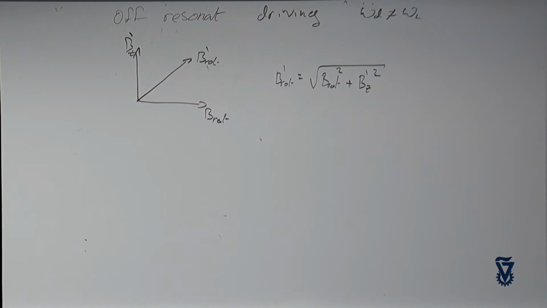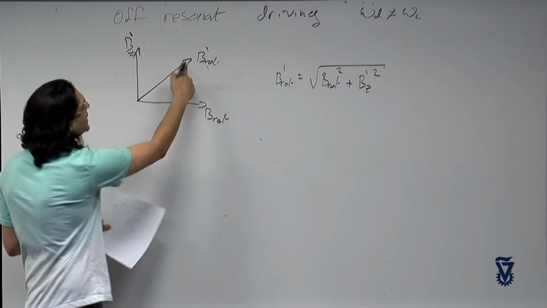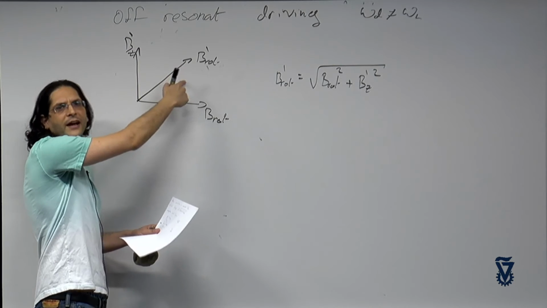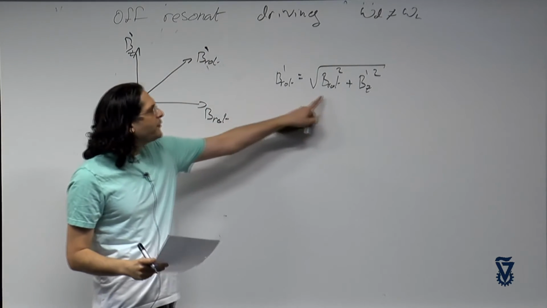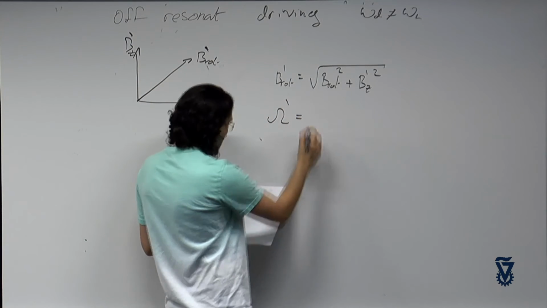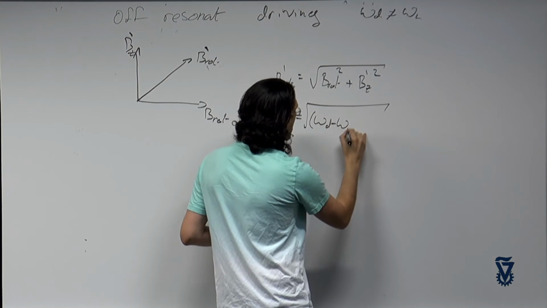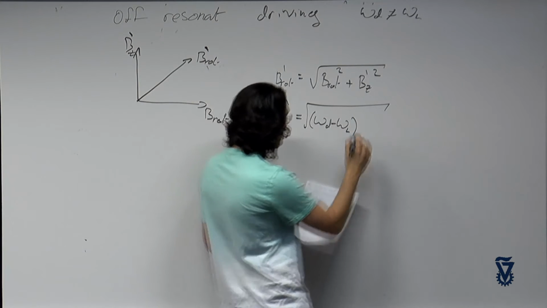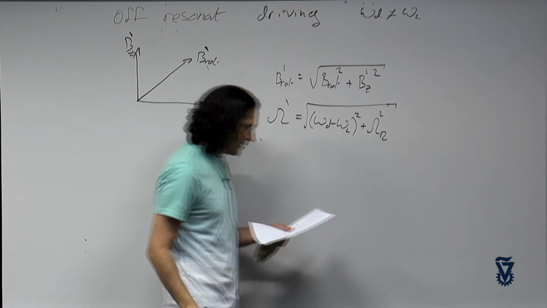What happens to the oscillations is that they're going to be now much faster. Our rotation is going to be around our new effective field, B rotation prime. Our effective field is going to be bigger. So now our rotations are with frequency omega prime, which is the square root of omega drive minus omega Larmor frequency squared plus our Rabi frequency squared.